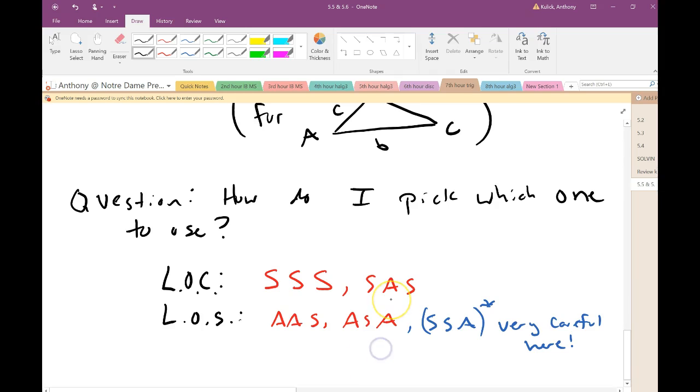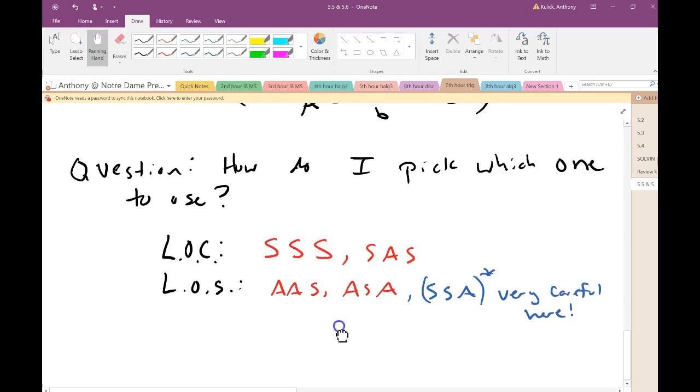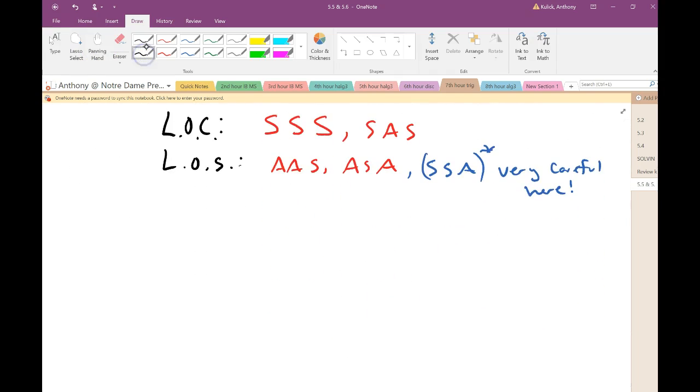Okay. Are we ready to try one of these example problems here? Okay, we probably have enough time to do one of them.